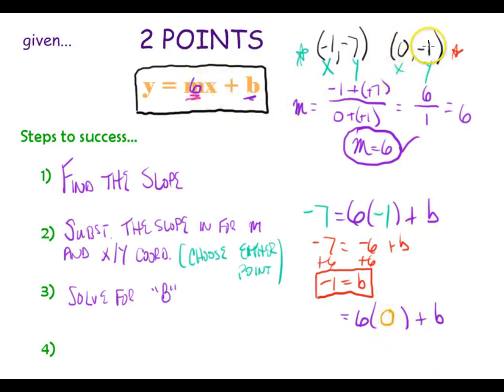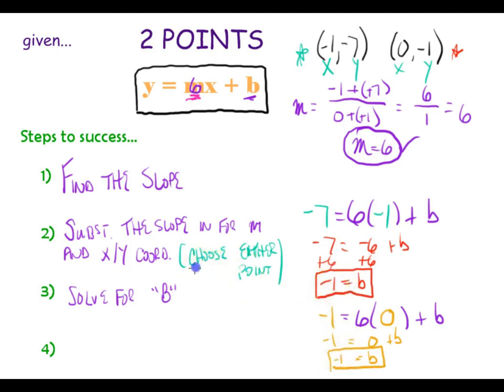And then -1 is what y is, so I'll put that in for y right here. Beautiful. So what I'm going to do now is solve it for b. So I take 6 times 0 gives me 0. b plus 0 gives me just b. Oh, look at that. I have the same exact thing. I got the same y-intercept, -1.